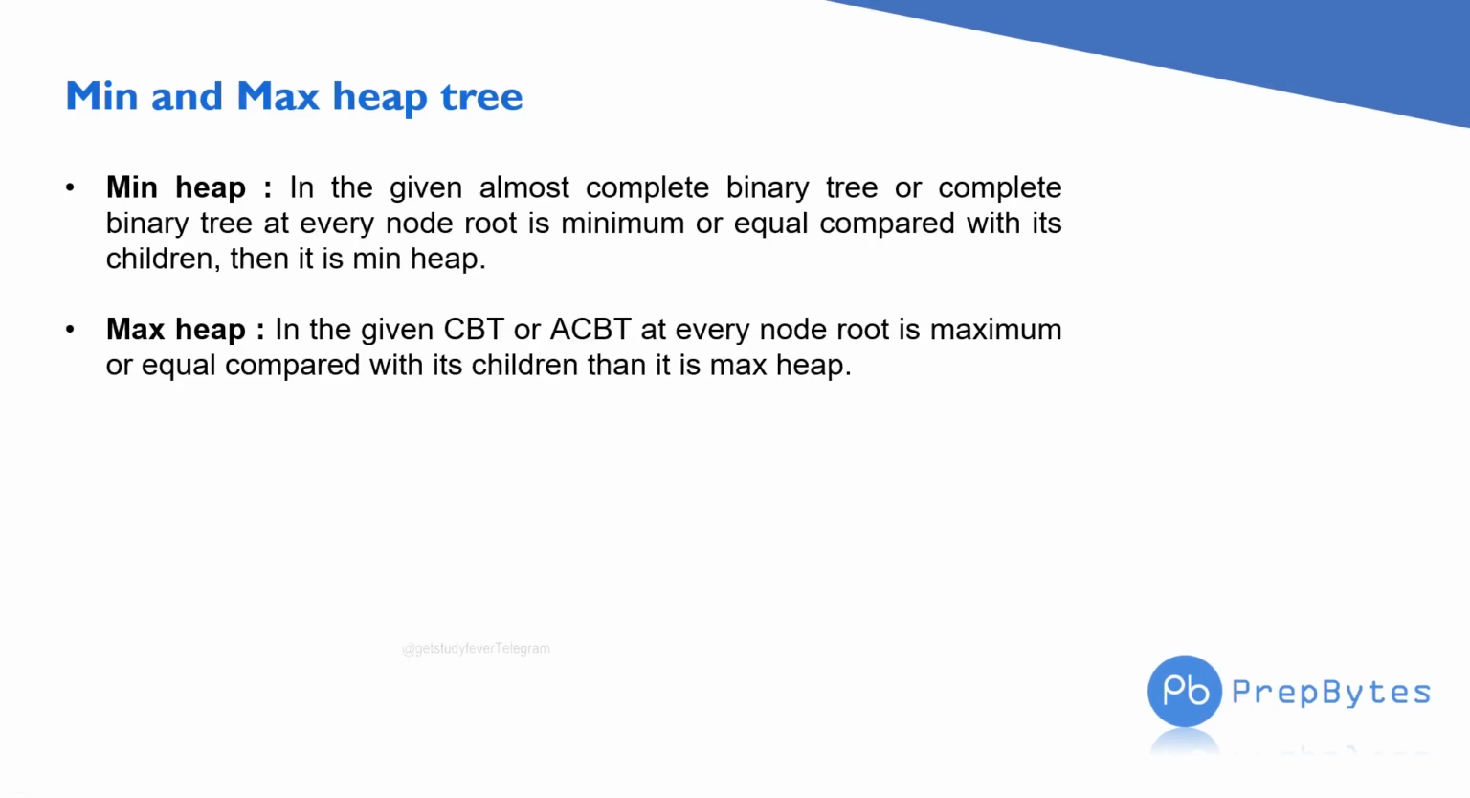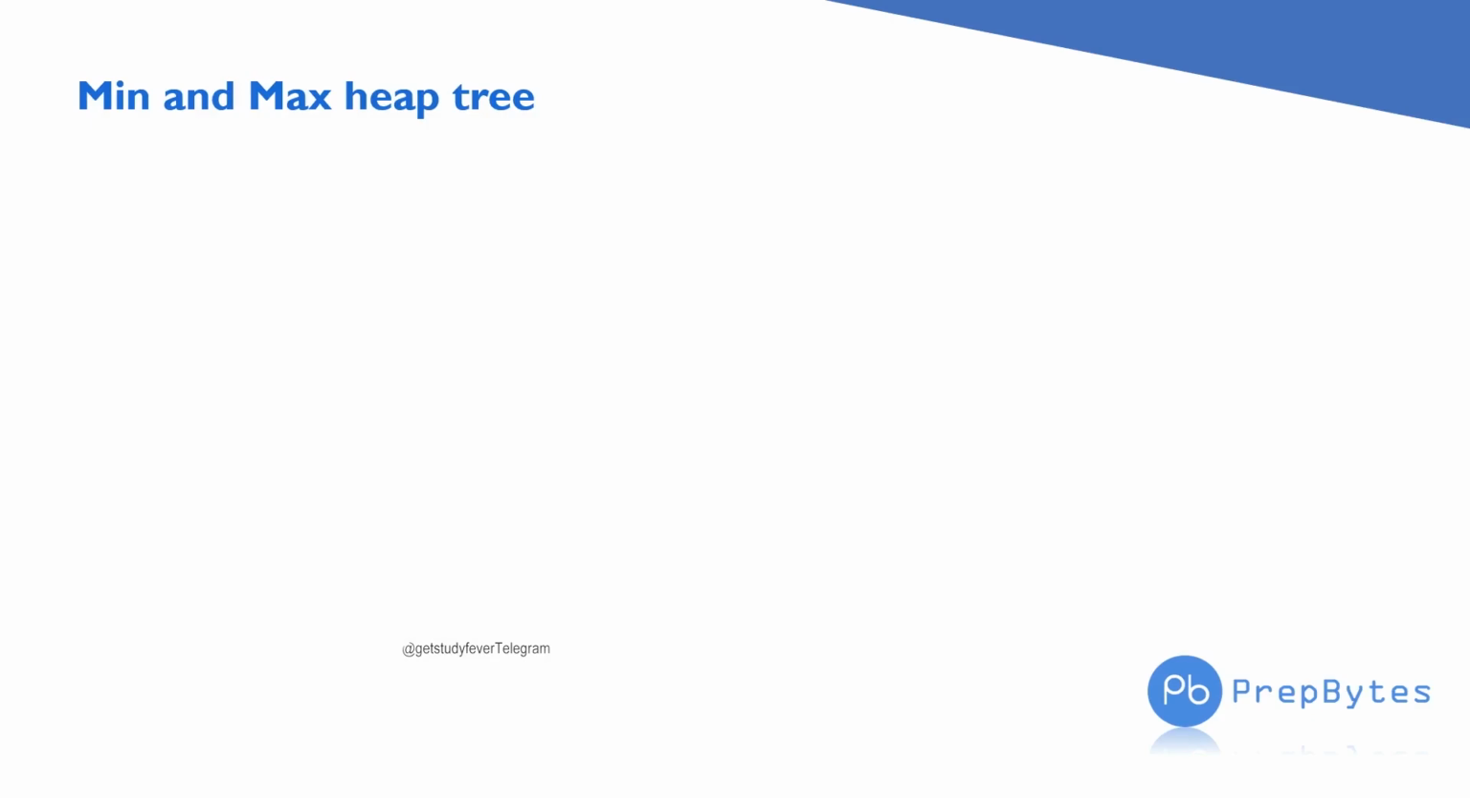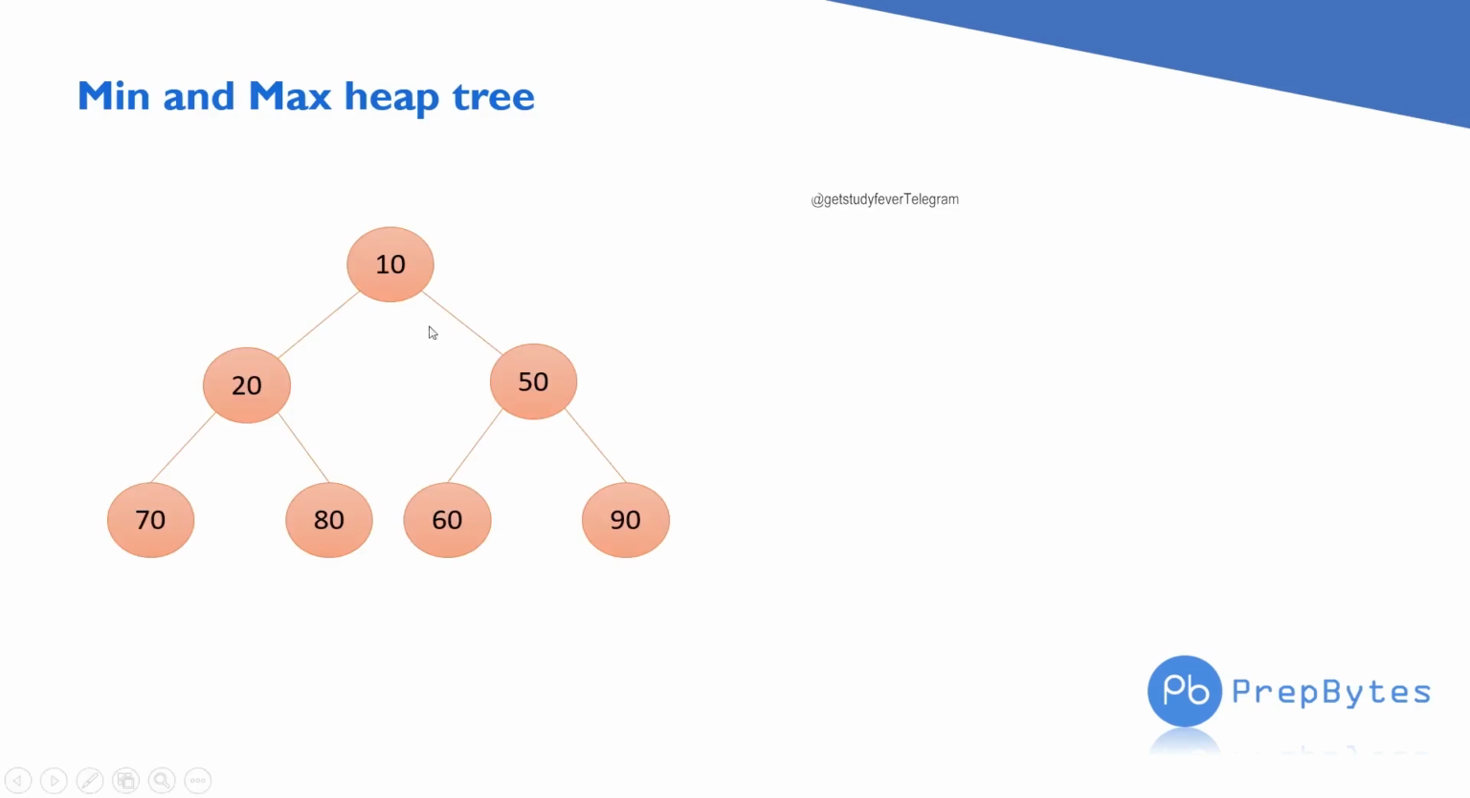Okay, let me give you an example. It will be very clear. So the first example is of a min heap. Here you can see the root is smaller than its children. 20 and 50 are greater than 10, correct? Then every node should be a min heap in itself. Fine. So is 20 a min heap? As we can see, 70 and 80 both are greater than 20. So yes, 20 is also a min heap.